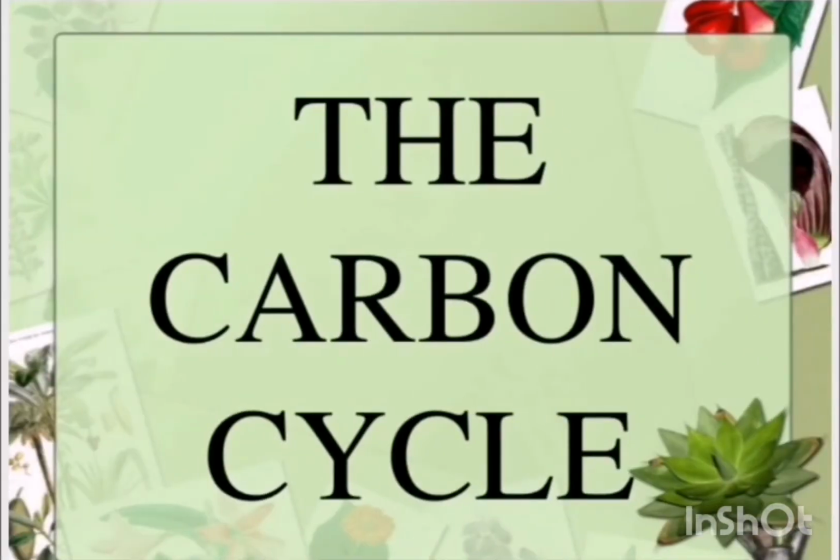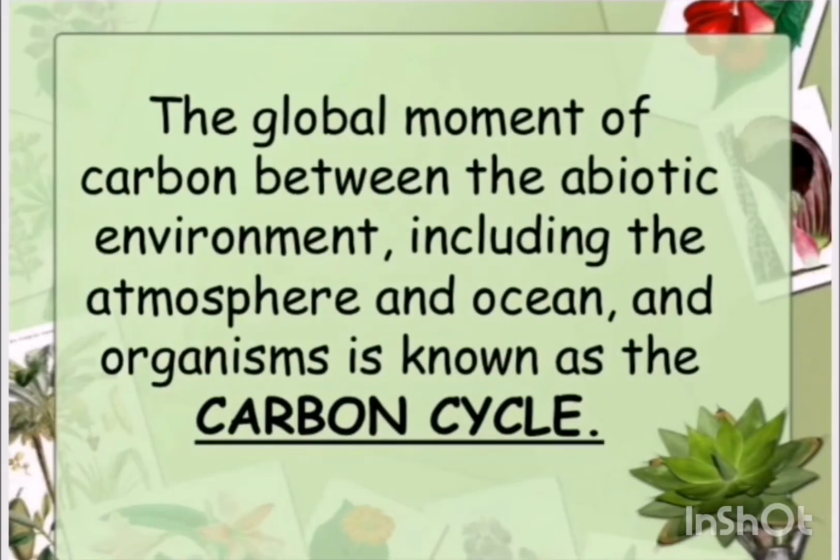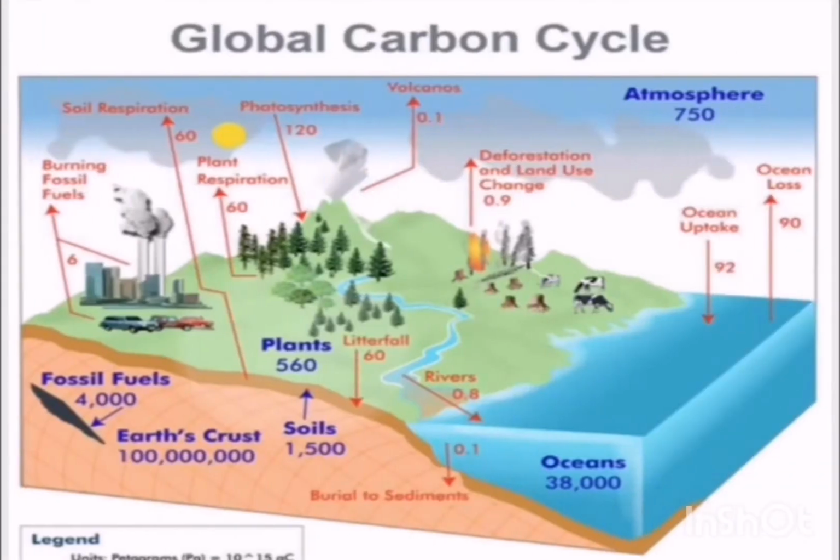Let's talk about the carbon cycle. The global movement of carbon between the abiotic environment, which includes the atmosphere and the ocean, and the biotic environment, which includes organisms like plants and animals, is known as the carbon cycle. The carbon cycle involves different steps, different stages. Among these stages, the first one is photosynthesis. So in this slide, you can see the presence of carbon in different stages.